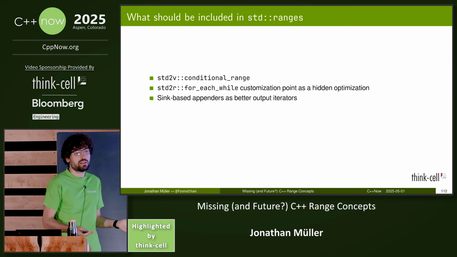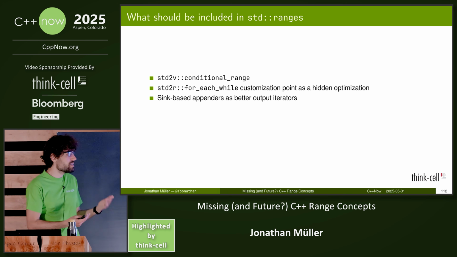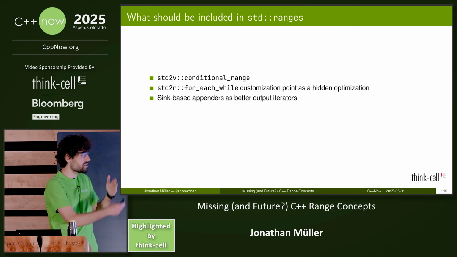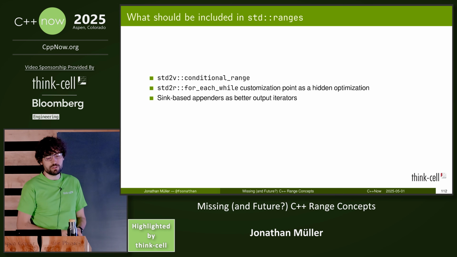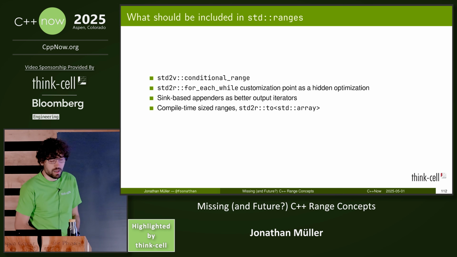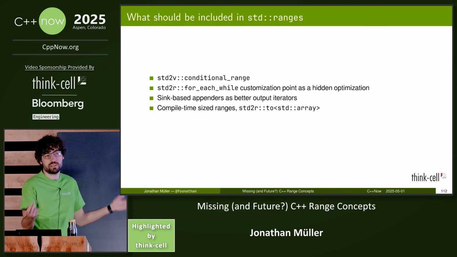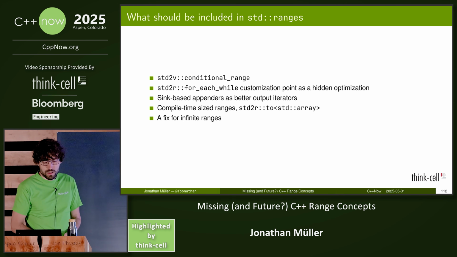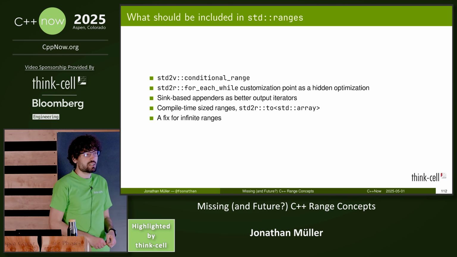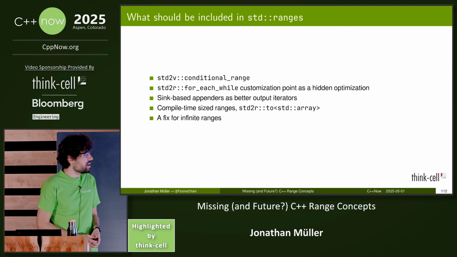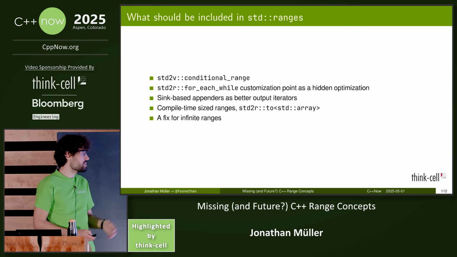Building on that, sink-based appenders as better output iterators. The ability to receive chunks is really critical, it's really nice, it works well, and we can just build that on top of the for each. Compile time-sized ranges unnecessary, and then we can also provide 2 for the stored array just as a nice convenience thing. And of course, a fix for infinite ranges because this is just embarrassing. And that would probably just be a defect report back to C++Now.